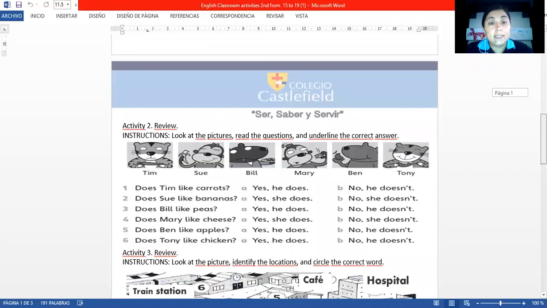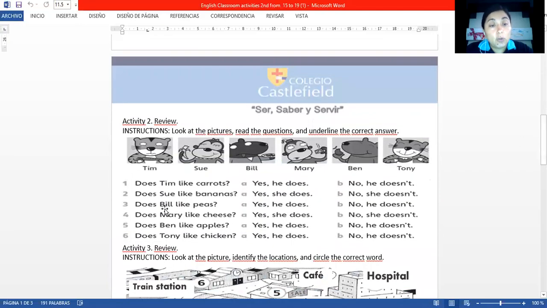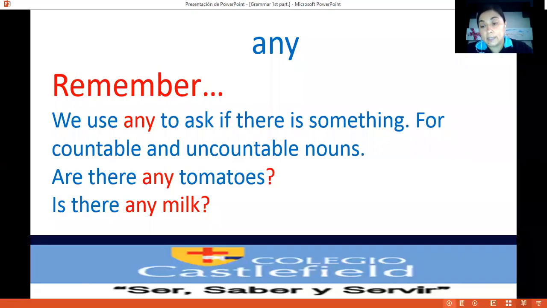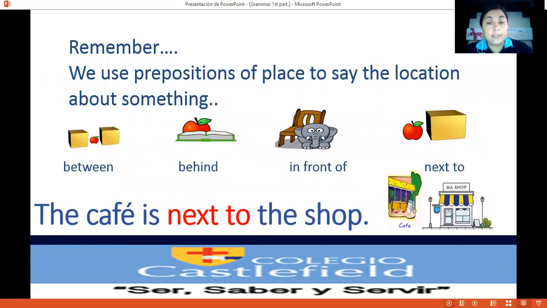Okay, this is activity 2. As I told you, we'll continue working with a review about the grammar topics, and this is one of them. These are the instructions. Look at the pictures, read the questions, and underline the correct answer. I have information about that because I need you to remember how to do this exercise, okay? So let's start.